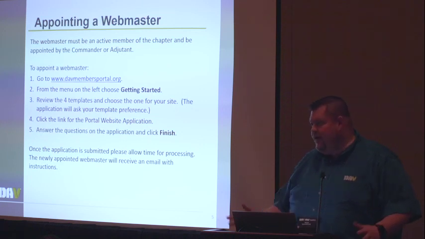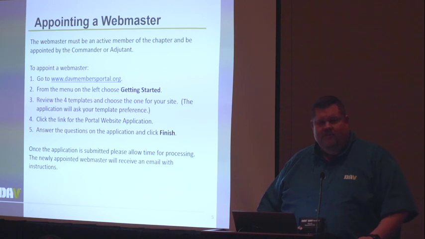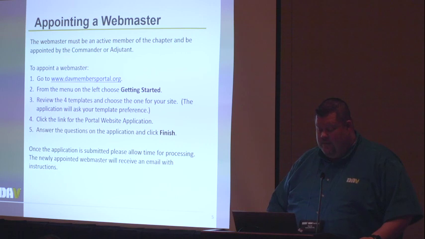So the first thing you want to do is appoint a webmaster. It's important to know the webmaster must be an active member of the chapter, and they must be appointed by the commander or the adjutant. So how do you do that? Go to themembersportal.org. From the menu on the left, choose getting started. There's four different templates you can choose.